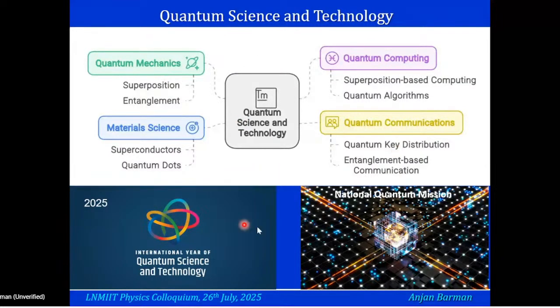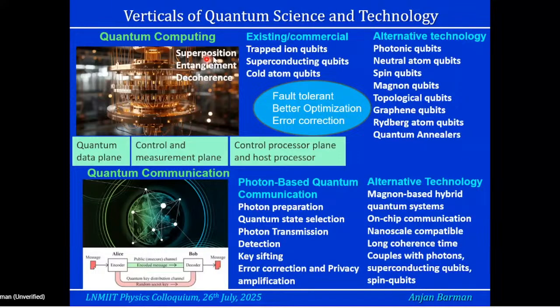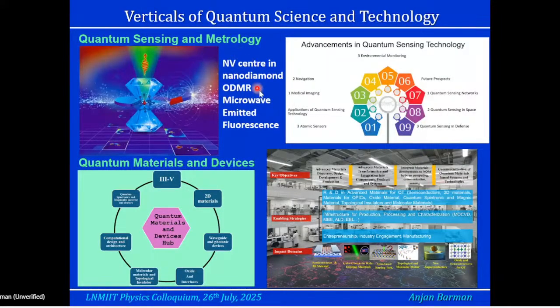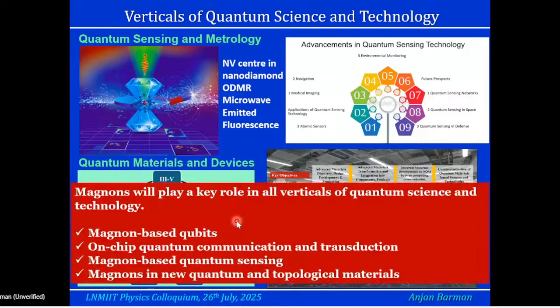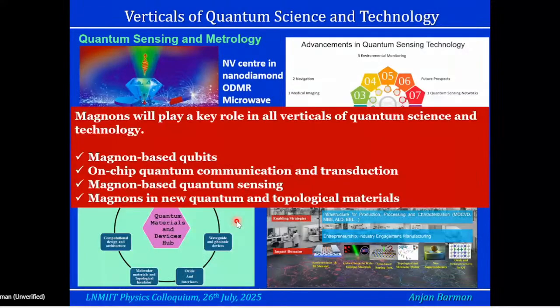how they are merged to give you quantum science, and different verticals like quantum computing, communication, and so on, and how magnons or spin-based systems play a role here. That is what I wanted to discuss. And quantum sensing and metrology, NV center, magnetometry, and different quantum materials and devices. And magnon will play a key role in these verticals, because you can prepare magnon-based qubits, on-chip quantum communication and transduction, magnon-based quantum sensing, and different quantum and topological materials.